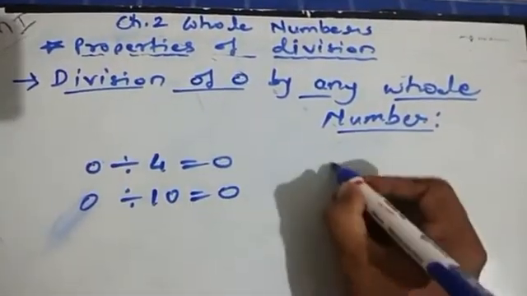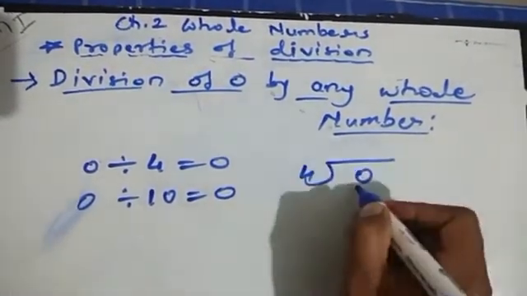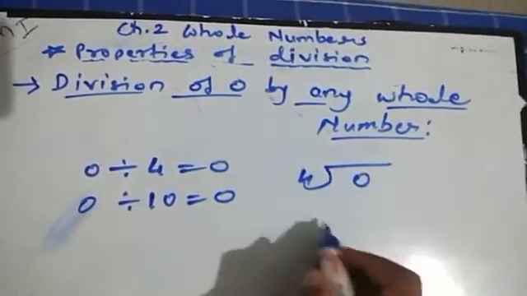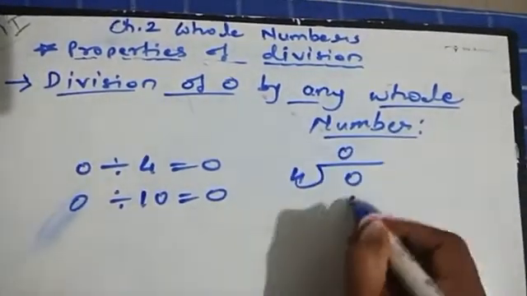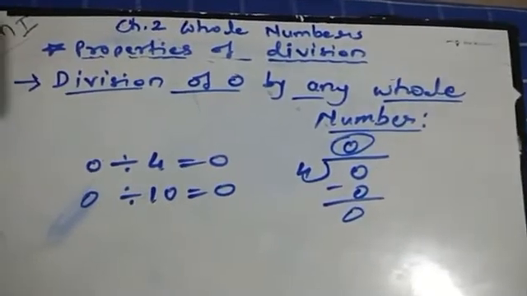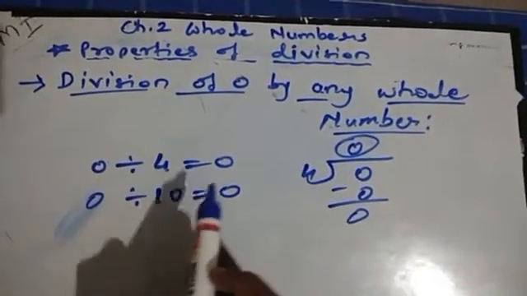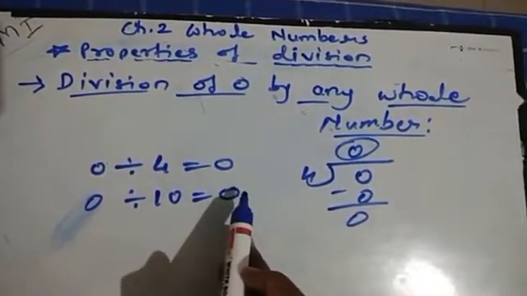See here, how we are getting that answer. Suppose we are going to divide this 0 by 4. Now to get this 0, by which number do we have to multiply this 4? By 0 only. 4 zeros are 0. Yes or no? So what answer did we get? 0 only. So in all the cases, when we divide 0 by any whole number, the result will be 0 only.